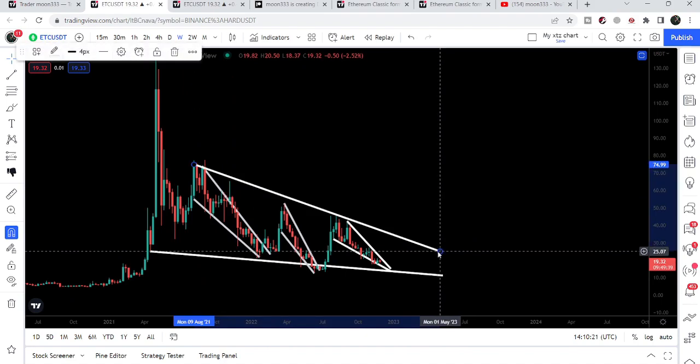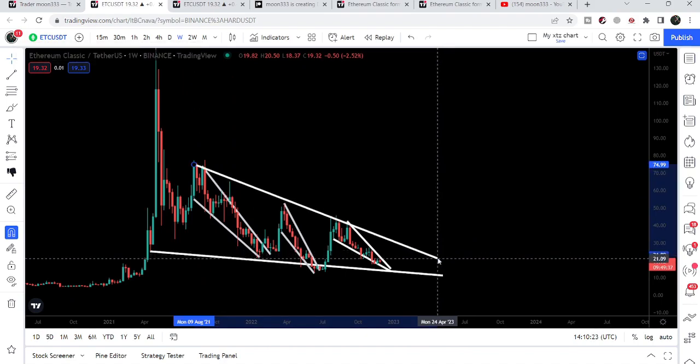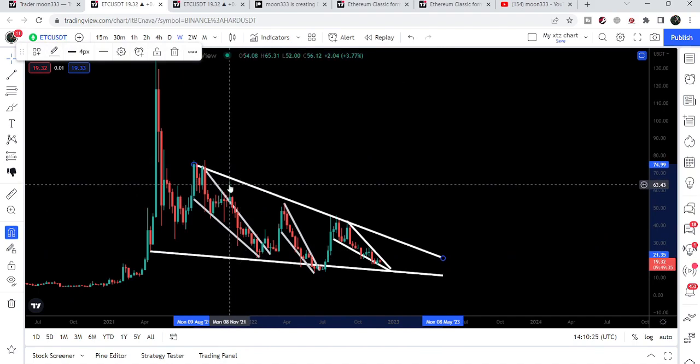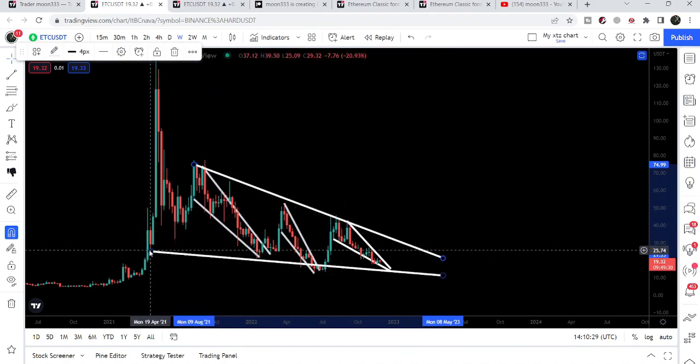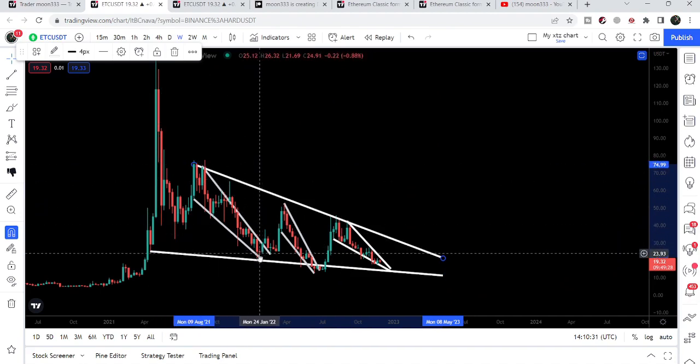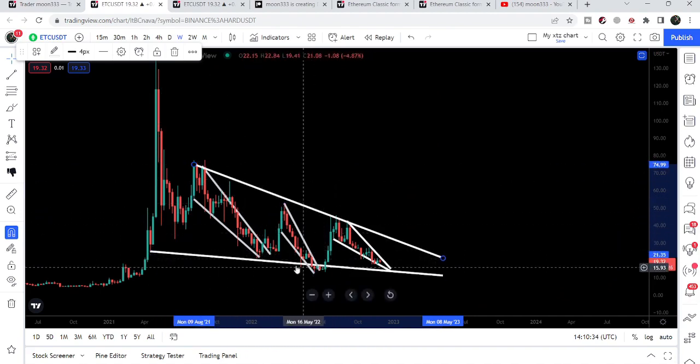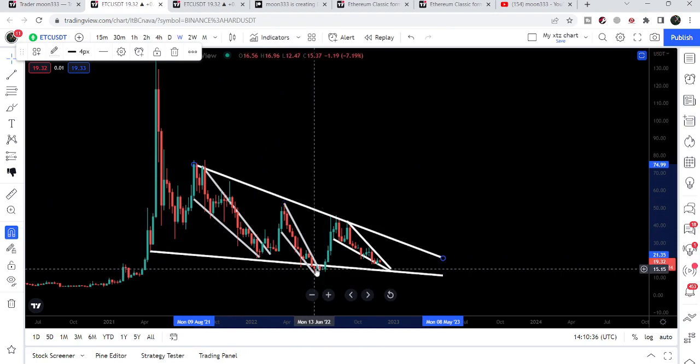Let me adjust this trend line, and we can see that we got one more rejection here, a few more rejections here as well, and we have a touch point here. We had a nice bounce. We have a touch point here. We had a nice bounce, and we had some price accumulation here as well.